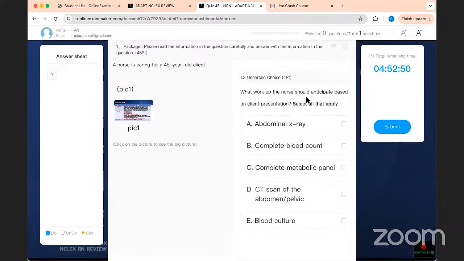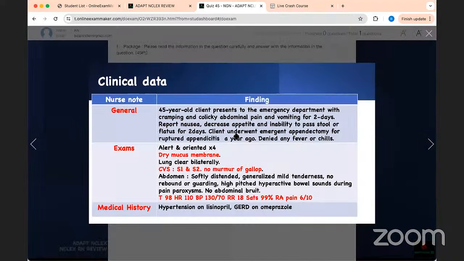What workup should the nurse anticipate based on the clinical presentation? Do you need an abdominal X-ray? Do you need a CBC? Do you need a CMP? Do you need a CT scan? And do you need a blood culture? Tell me, what do you need?